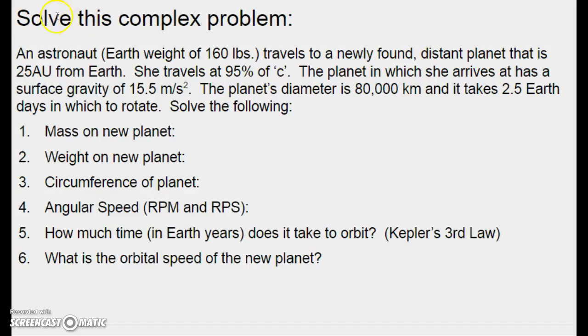Last but not least, let's see if you can solve this complex problem. There's a whole lot going on here. Let's see how good you are. An astronaut on Earth, with a weight of 160 pounds, travels to a newly found distant planet that is 25 AU from Earth. She travels at 95% of the speed of light. The planet at which she arrives has a surface gravity of 15.5 meters per second squared. The planet's diameter is 80,000 kilometers, and it takes 2.5 Earth days to rotate. Solve the following. Check those out. Try to solve them. We'll go over them in class.